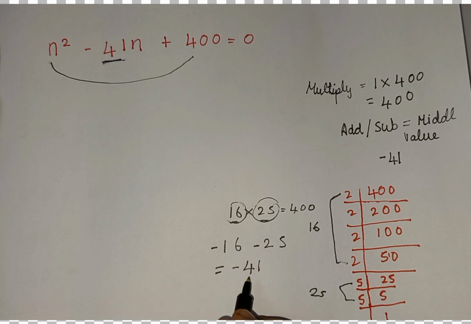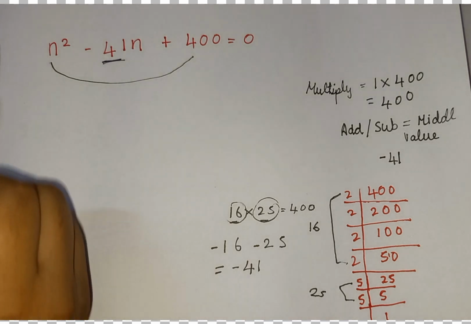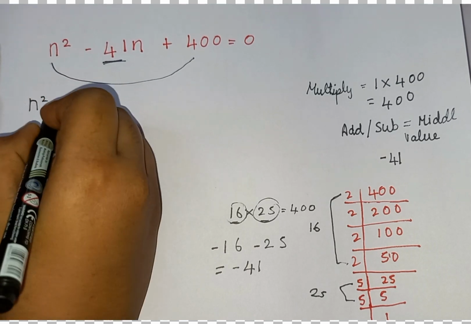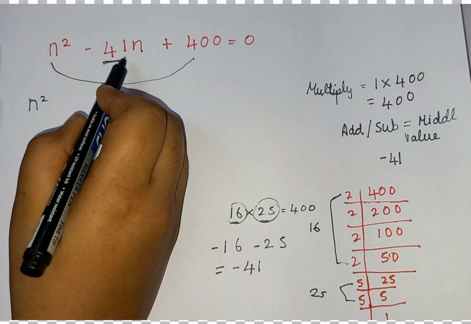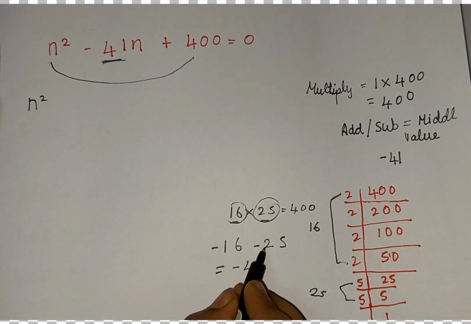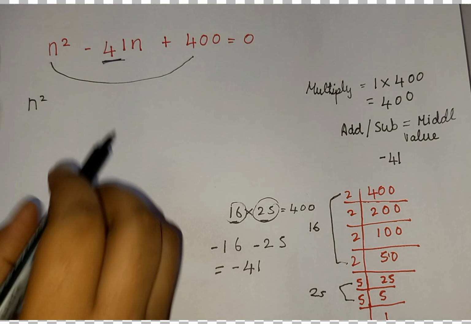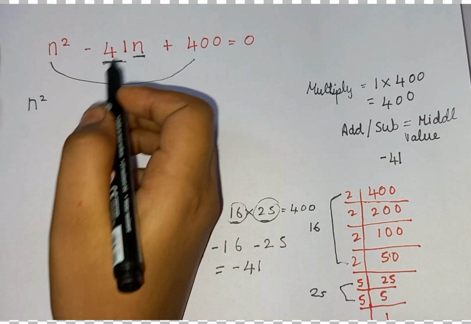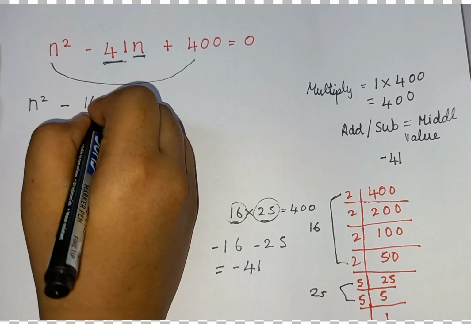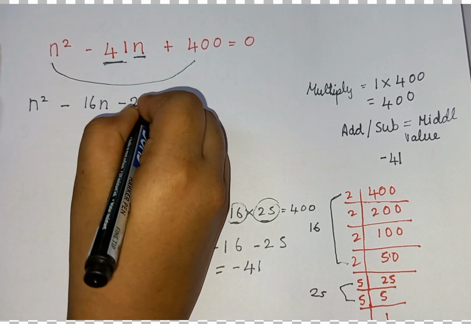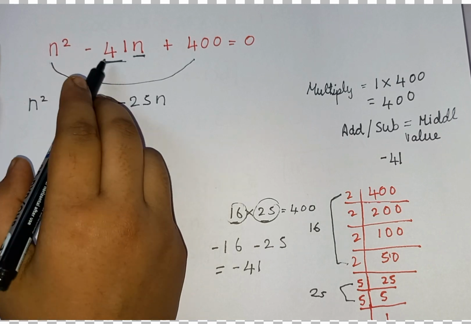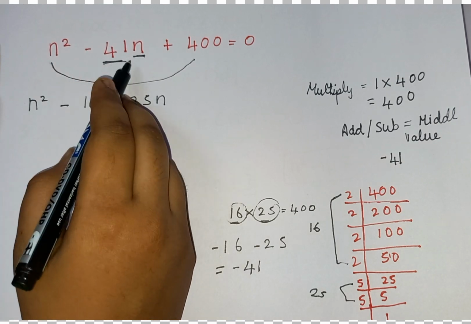What is the use of getting this minus 41? First let us write n square as it is. In the place of minus 41 n, I am going to write minus 16 and minus 25. You might be wondering, what about the variable n? The variable goes with 16 as well as 25. Why? Because when I solve them, I'll get 41, right?